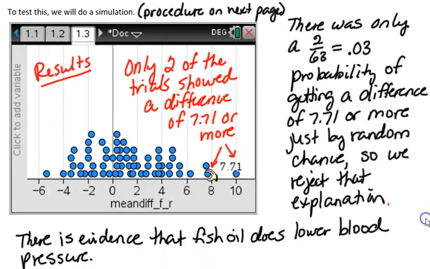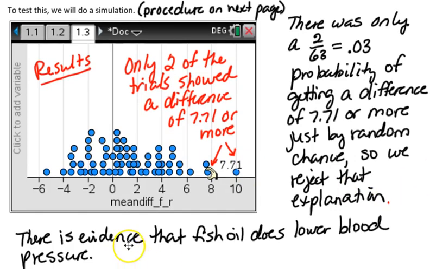So I drew this on here. Here's our results. There was only a 2 out of 63, or about 3%, probability of getting a difference of 7.71 or more just by random chance. So we're going to reject the explanation that it happened by random chance. That is just far too unlikely to have happened by random chance. Is it possible? Yes, barely, but very unlikely. So the only other explanation is that there is evidence that fish oil does lower blood pressure. Because it was highly unlikely for this result to have happened by random chance, that gives us evidence that the other explanation is correct, that fish oil does lower blood pressure.